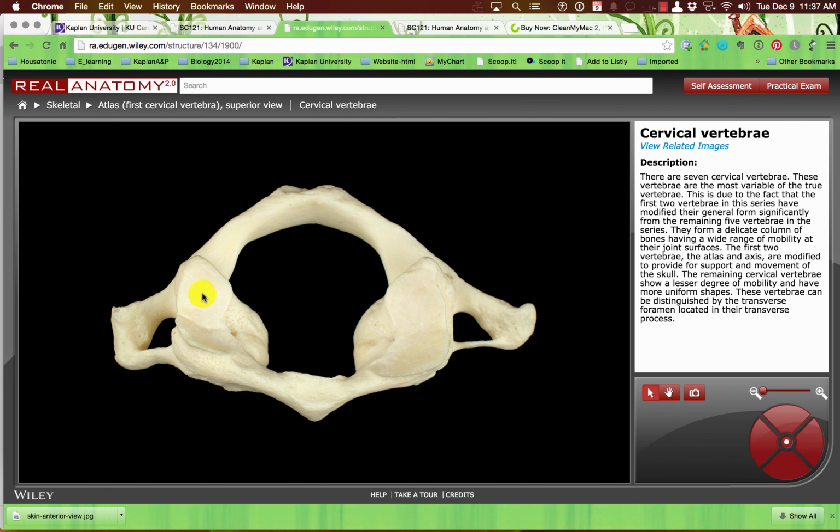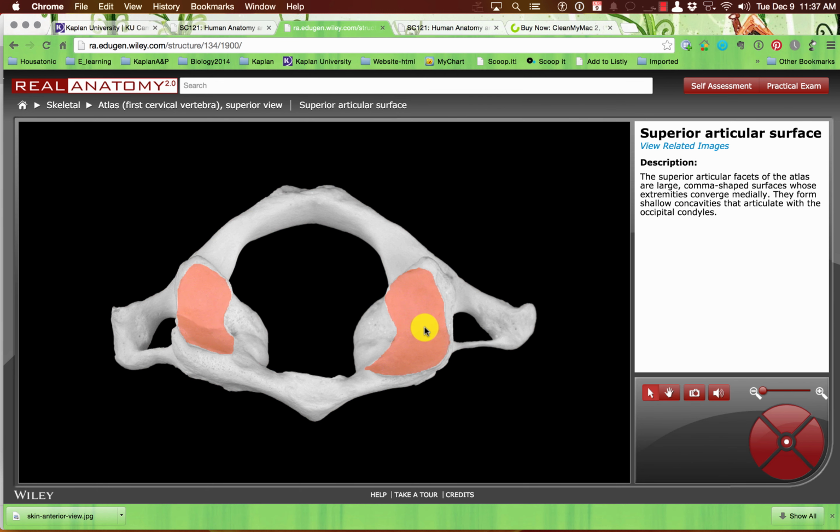But what sits here is your skull. It's called the superior articular surface. Another thing you need to know is terminology. Superior, inferior, anterior, posterior, lateral. If you don't know those words, you're not going to be able to do this assignment either. And that is Chapter 1 material.